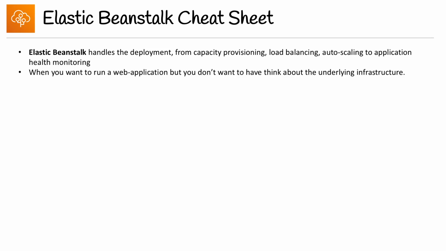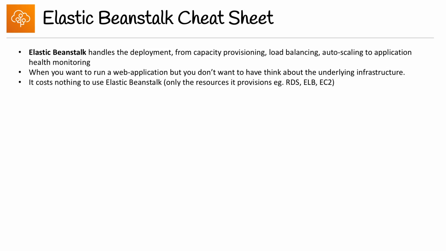So let's review. Elastic Beanstalk handles the deployment from capacity provisioning, load balancing, auto-scaling to application health monitoring. So it really sets up a lot of infrastructure for you. It's a good time to use EB when you want to run a web app, but you don't want to have to think about the underlying infrastructure. And we just saw this big list of infrastructure above.